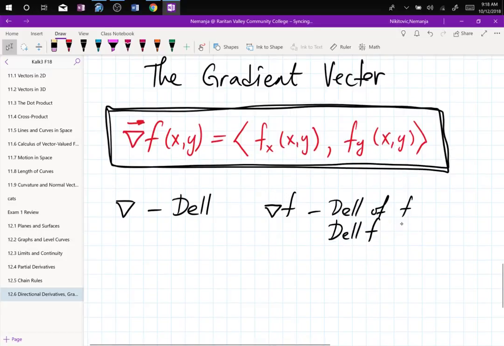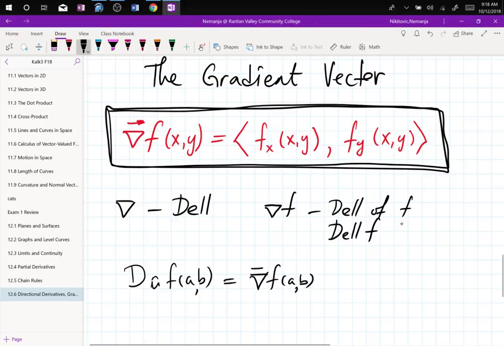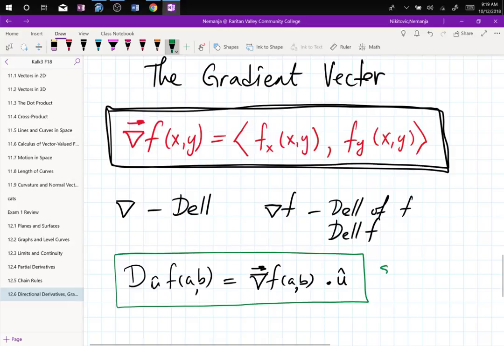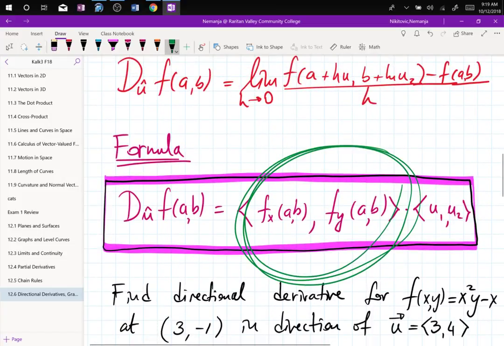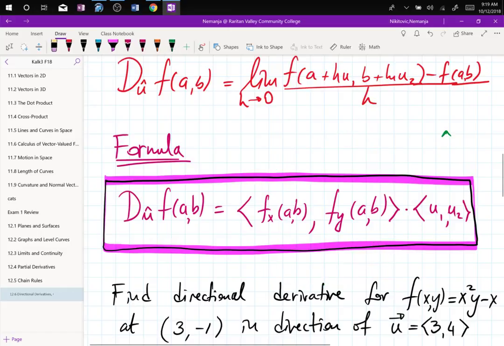So now we can rewrite our formula for the directional derivative by simply writing del f computed at a, b, that's a vector, dotted with vector u hat. So now this is a short notation for directional derivatives. So now I'm going to go back and take a look at this formula. All I did here is I replaced this thing with del f and this one with u hat to make it shorter. It's still the same formula, just a shorter notation.